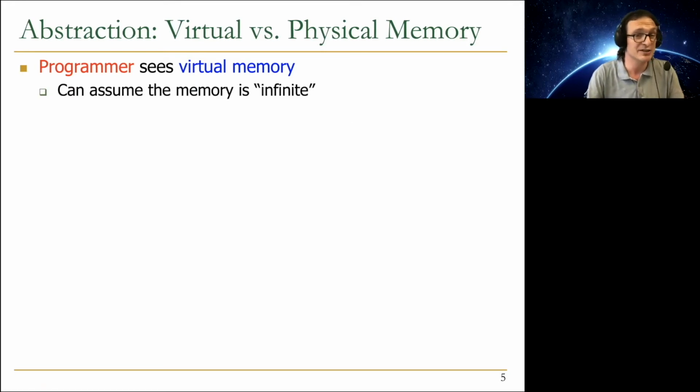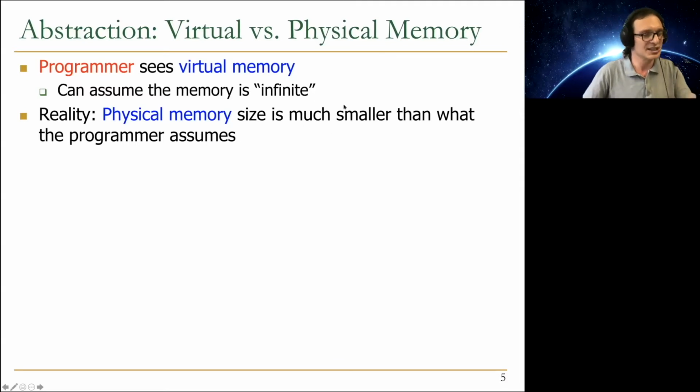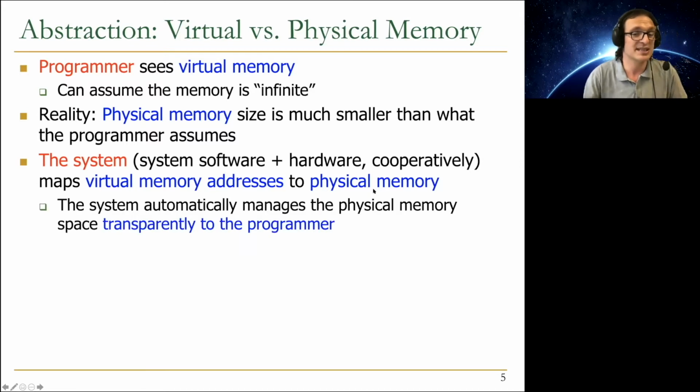Basically, virtual memory allows the programmer to assume the main memory size is infinite or large enough so that they don't need to worry about it. But in reality, physical memory size is much smaller than what the programmer assumes in many real systems today. That was not necessarily the case in the past. In virtual memory, the system software and hardware cooperatively map virtual memory addresses to physical memory addresses in existing systems. And the system automatically manages the physical memory space transparently to the programmer, so that the programmer doesn't worry about running out of the main memory space. And that's one huge benefit of virtual memory, one of the reasons why it's there.